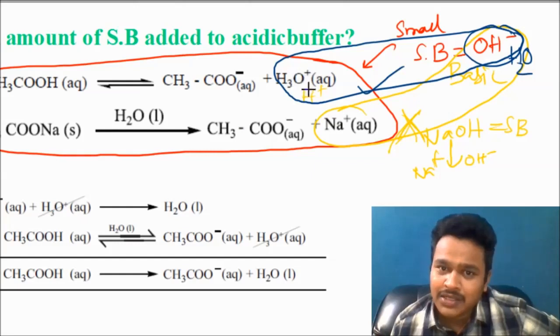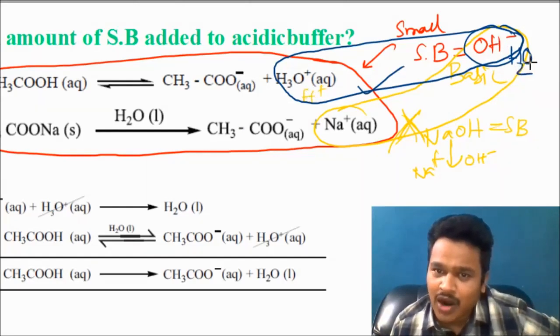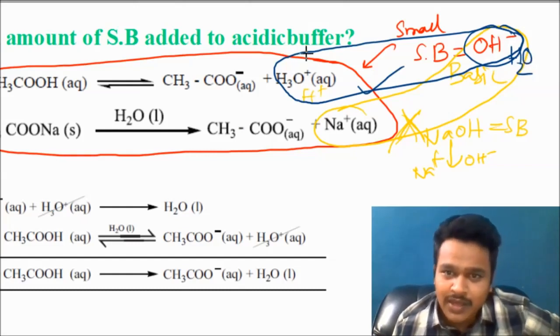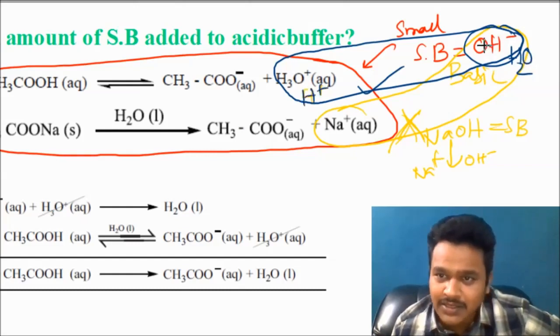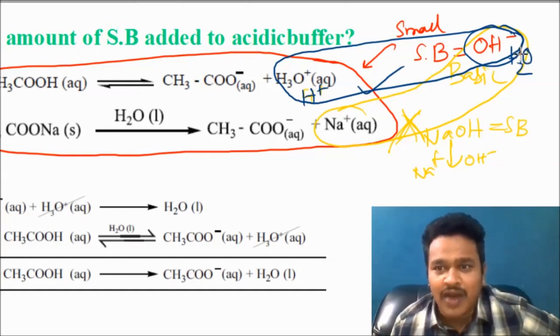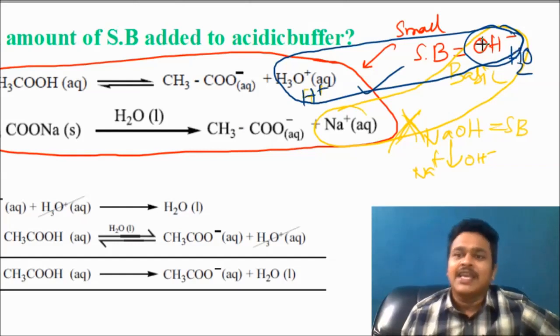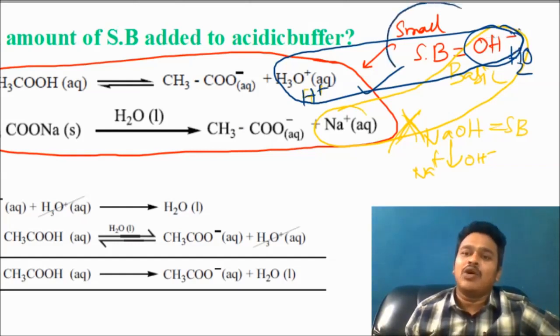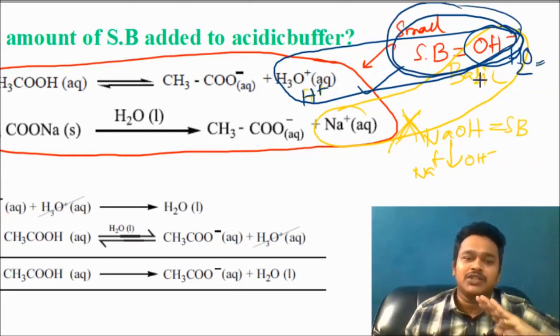But the other option is H3O plus, the hydronium ion, otherwise H plus. This OH minus combines with this H plus, giving water. Water is a weak electrolyte, so that is possible. Finally, even if I am adding a small amount of a strong base, it is converting into water, which is neutral, so the pH is not going to change.